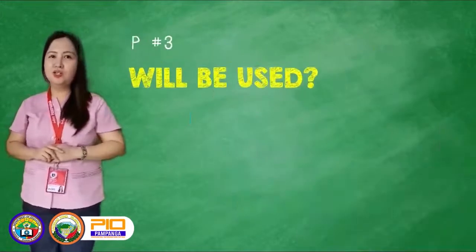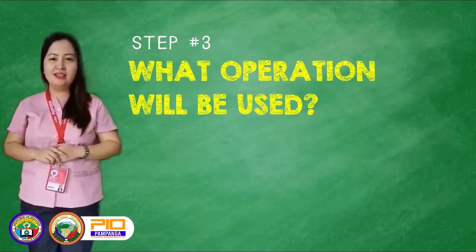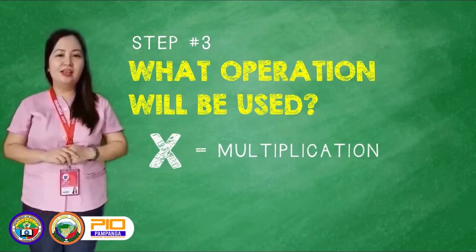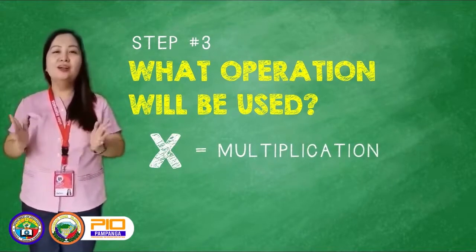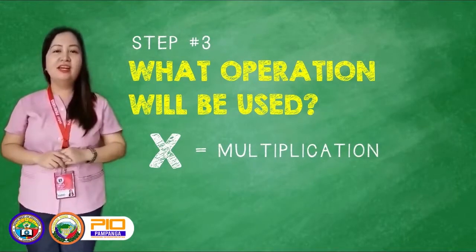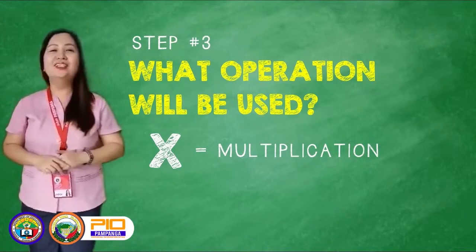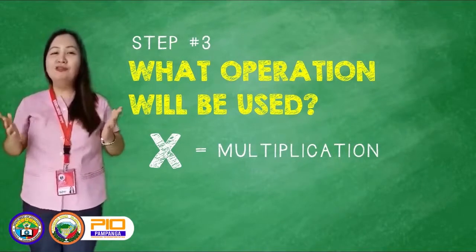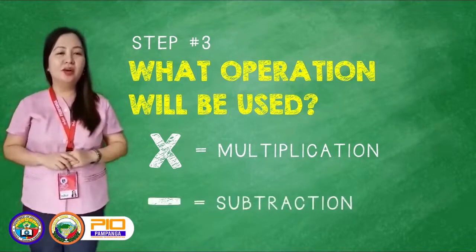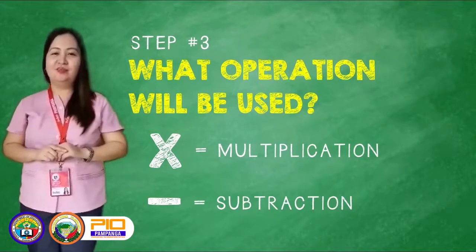Third, what operations will be used? Since we have 10 and 1/2 baskets of lanzones and 8 and 2/3 kilograms of lanzones for each basket, that operation is multiplication. We also have 4 friends, and each friend has 3 and 1/2 kilograms of lanzones. That is also multiplication. In order for us to get the number of kilograms left, we need to subtract their products that we will get, and that operation is subtraction.